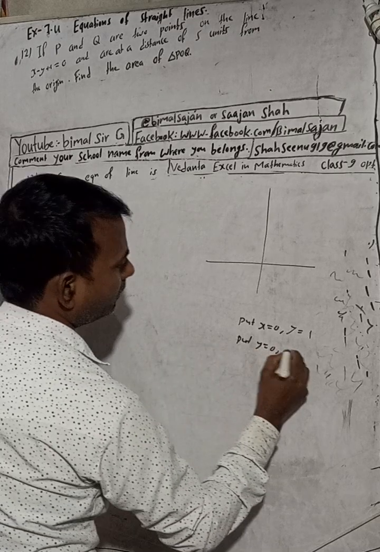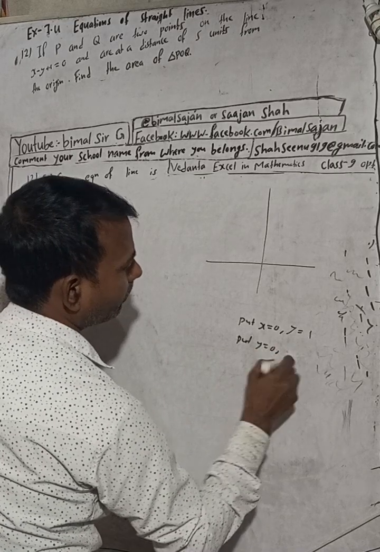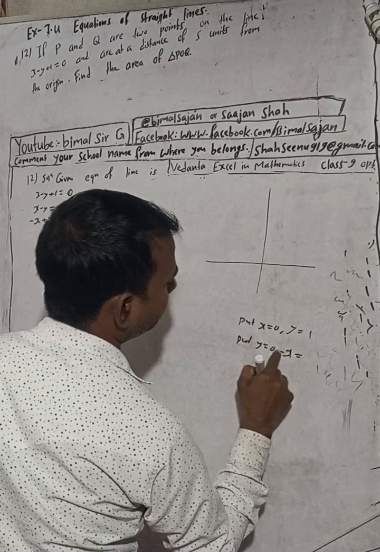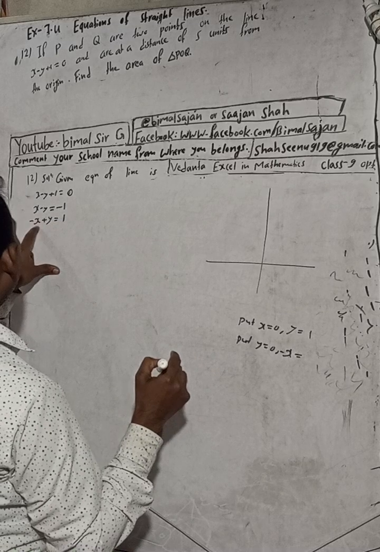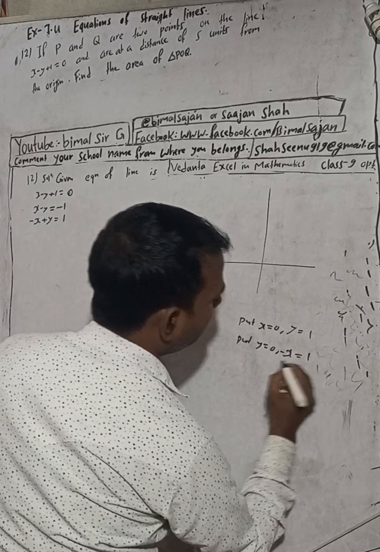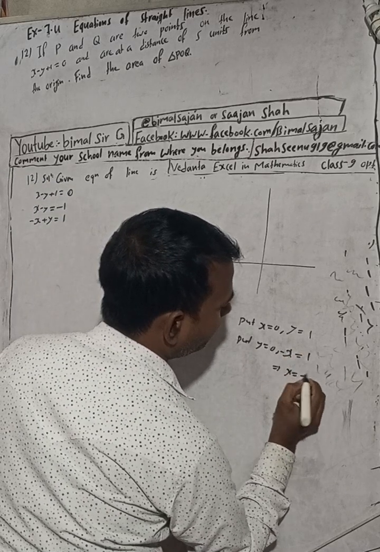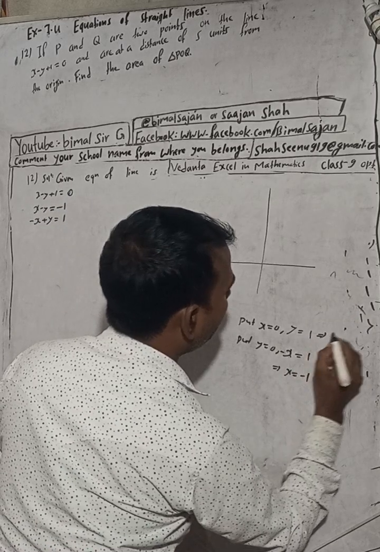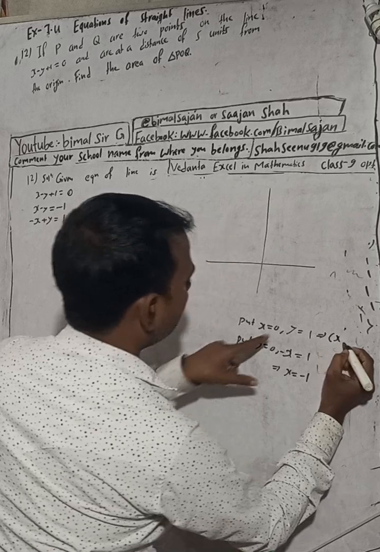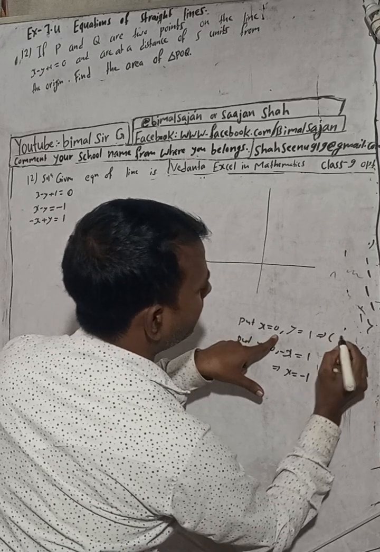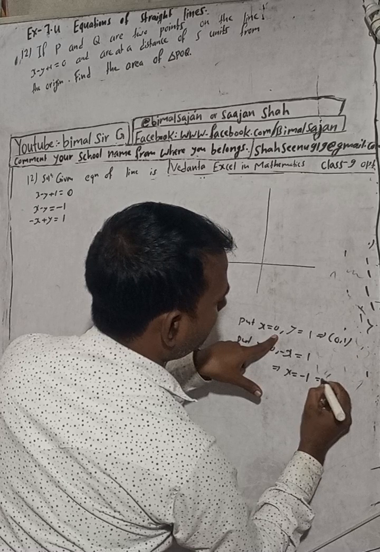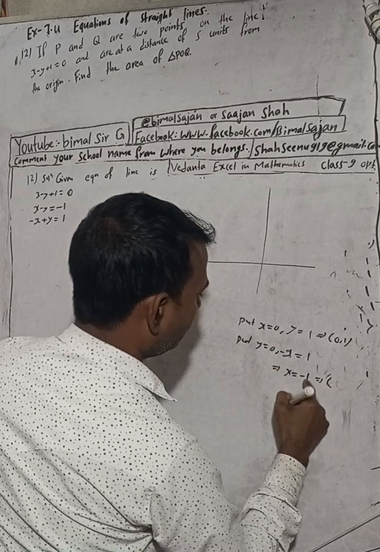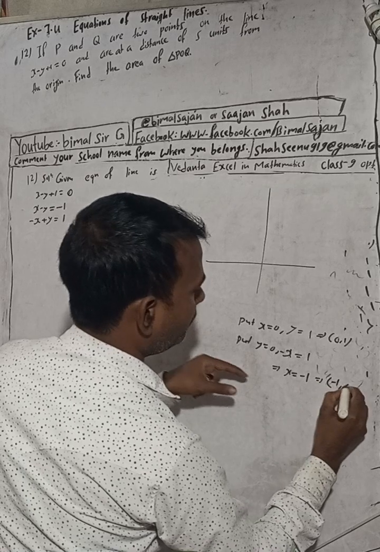If y is equal to 0, minus x will be 1. That means this implies x is equal to minus 1. So the coordinate points are 0 comma 1, and so x is minus 1 comma 0.